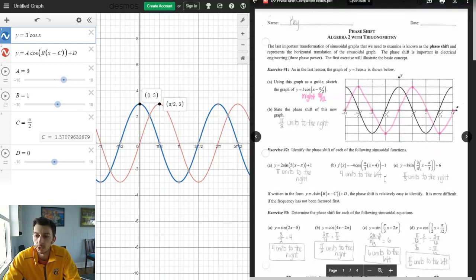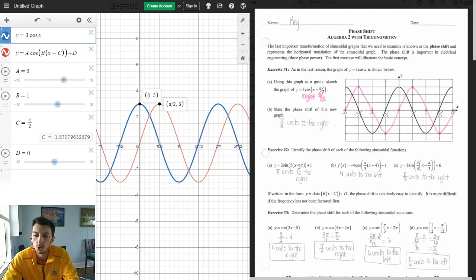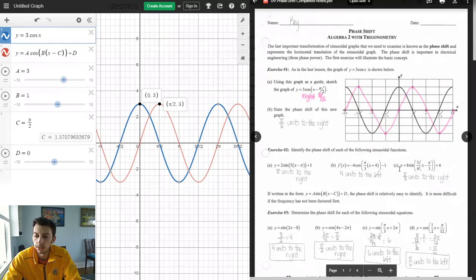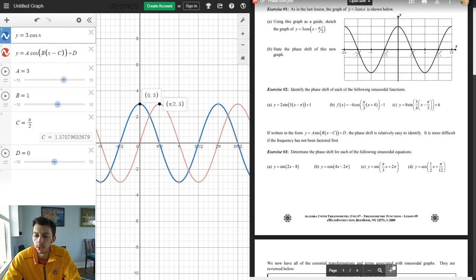Just like any other transformation that we have, with the sign here, don't get tricked and think that that is pi units to the left because it's negative. It actually takes longer to reach the point, so the graph is being pushed to the right. It's being shifted to the right in this case, and then to the left in this case, and to the right in this case.